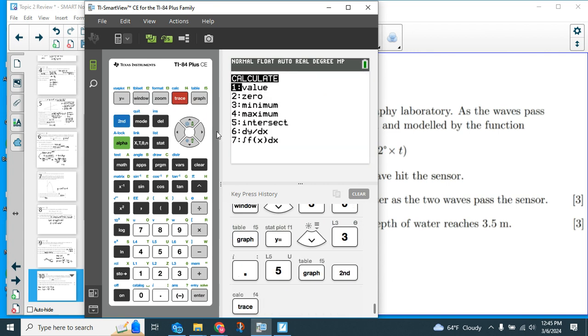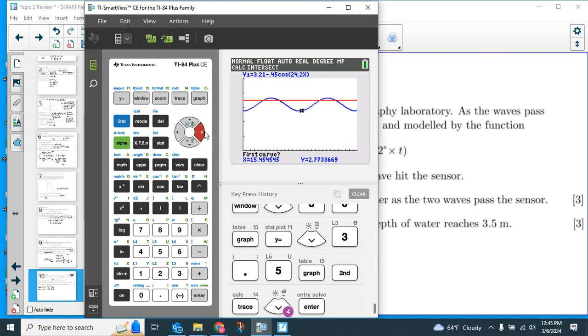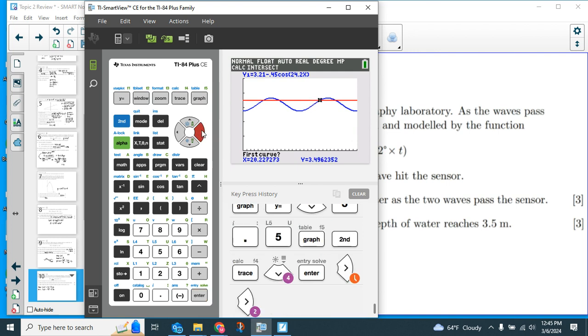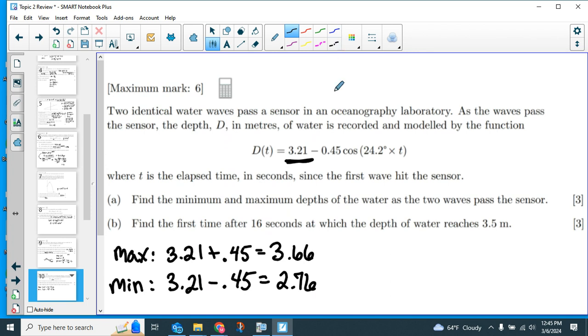So I'll go second trace. We'll go to an intersection. I'll move my cursor until I get to this one, and then basically you just hit enter 3 times for an intersection. And that's 20.253059. So to 3 sig figs, 20.3. And this is seconds, of course. And I'll just asterisk here, used GDC.